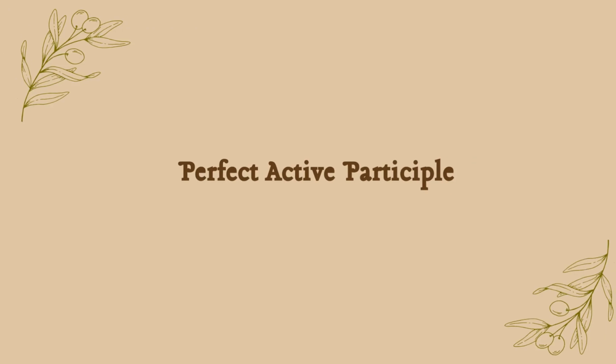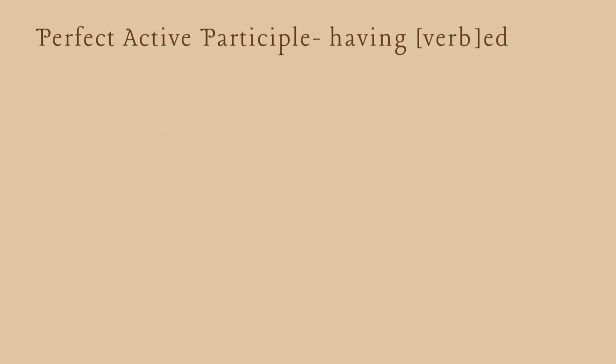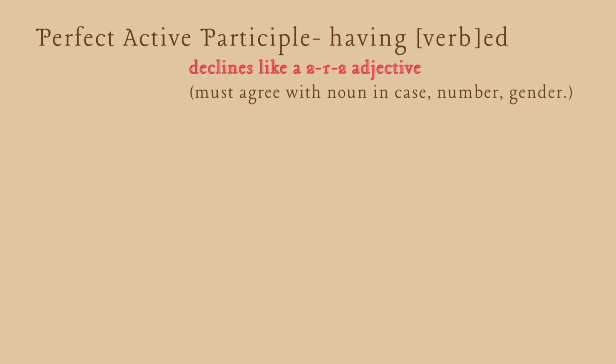The last form of the participle that we're going to look at is the perfect active participle. Like the PPP, the perfect active participle describes an action in the past, but instead of translating it into having been verbed, the perfect active participle is in the active voice and therefore gets rid of the been. Another similarity with the PPP is that it also declines like a 2-1-2 adjective.